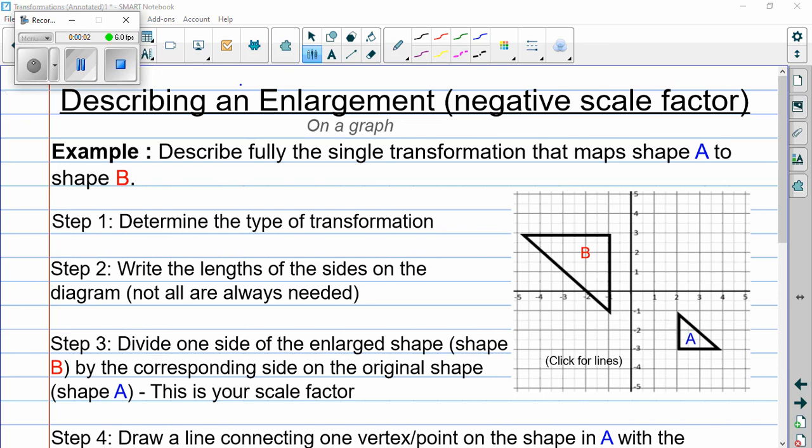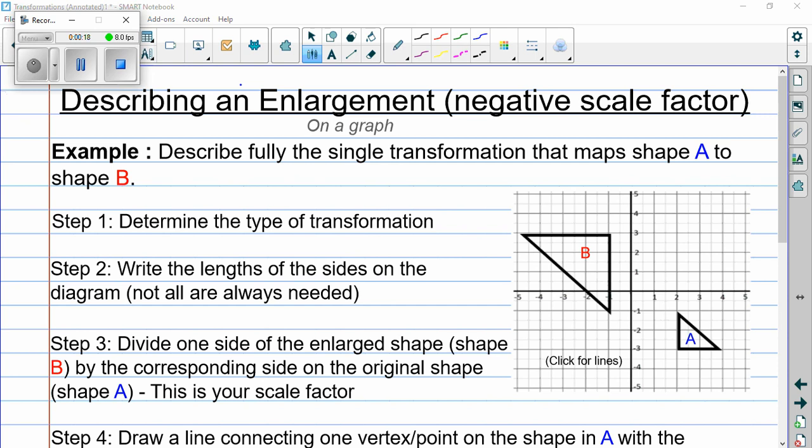Alrighty, so welcome back. Today we're going to describe an enlargement. It's a type of transformation, and this one is the negative scale factor. As always, our example is: describe fully the single transformation that maps shape A to shape B. You should be accustomed to that so far.